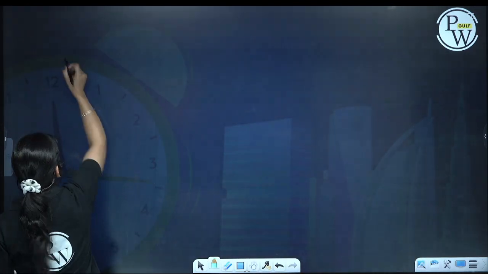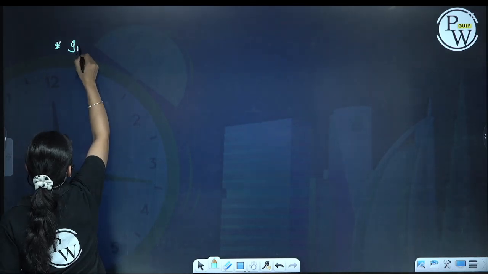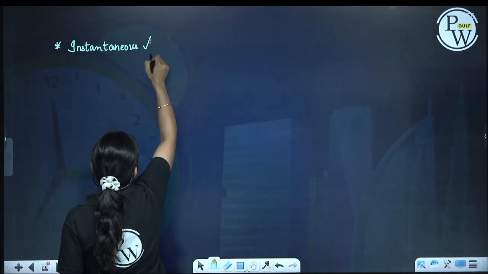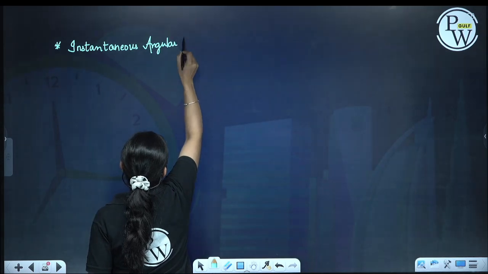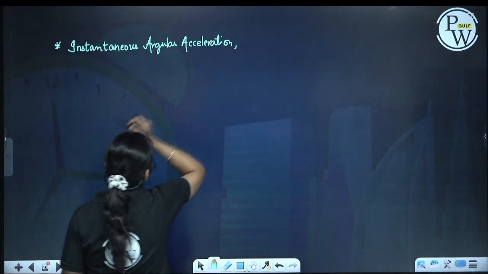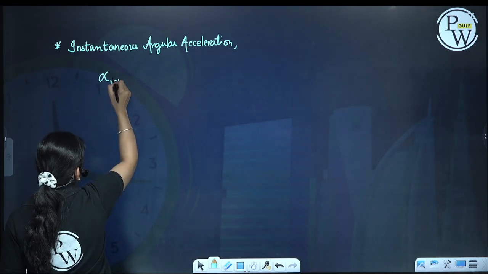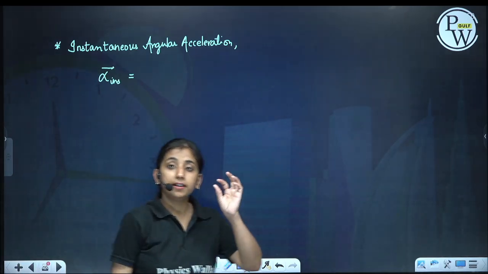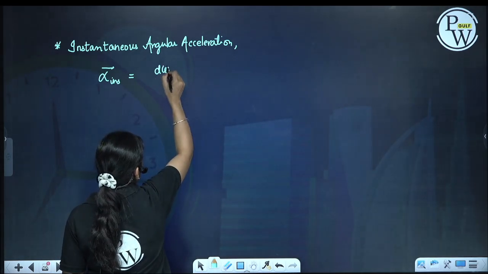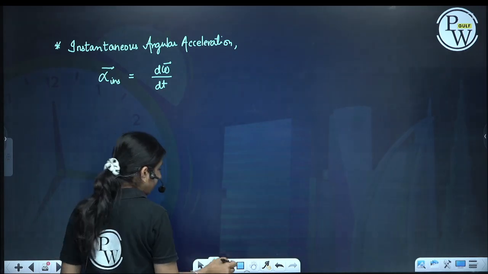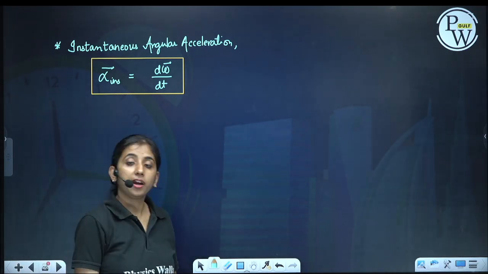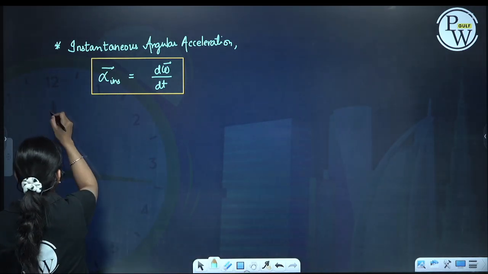Now if we want to find instantaneous angular acceleration, the time interval has to be very, very small such that it is almost zero. So what we will get is d omega by dt: instantaneous angular acceleration is d omega by dt.